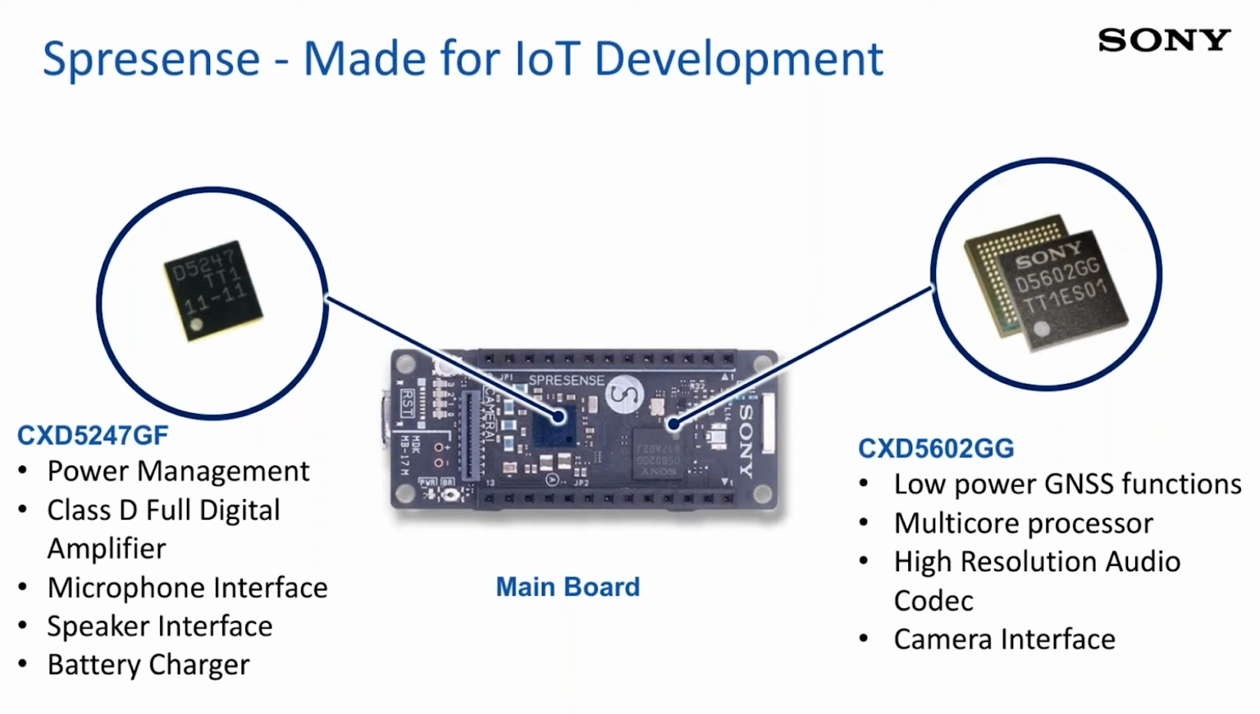The other chip, which is CXT5247, is taking care of the power management, Class D full digital amplifier, microphone interface, speaker interface, and battery charger. So if you look at this, you can build on top of this board to make your prototype. But at the end, when you go to mass production, you get these 2 chips. So you can design based on the information that I give you today. It's basically how you can use this development board to do your prototyping. But eventually, if you go large volume, then you get these 2 chips to build your actual product.